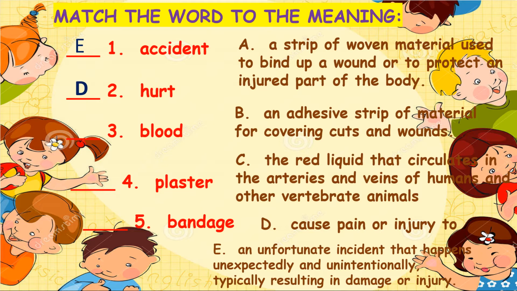Number three, blood. Letter C, the red liquid that circulates in the arteries and veins of humans and other vertebrate animals. Number four is plaster. It means an adhesive strip of material for covering cuts and wounds. It's letter B. And number five is A. It's a strip of woven material used to bind up a wound or to protect an injured part of the body.